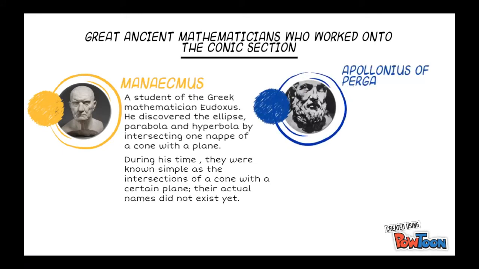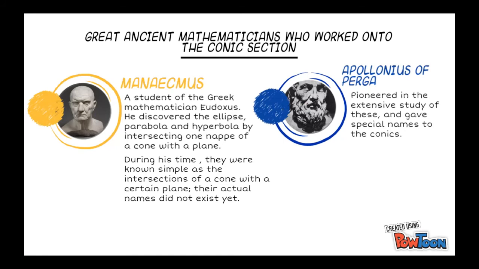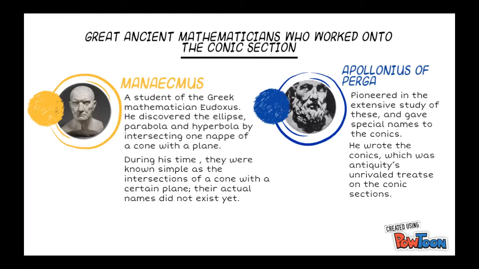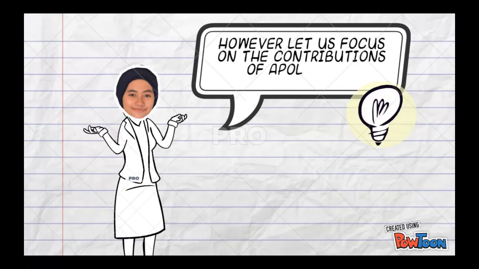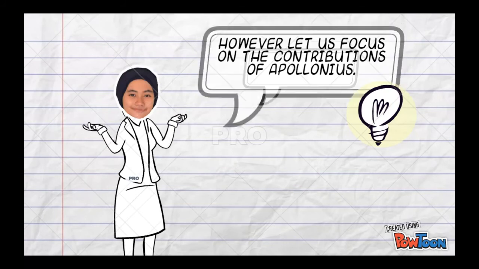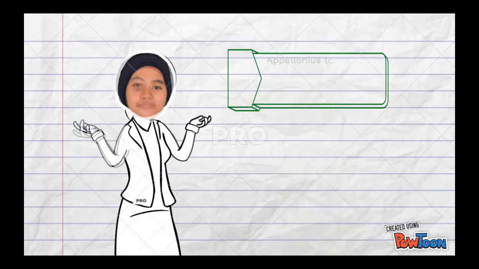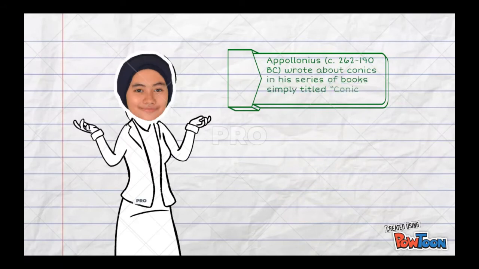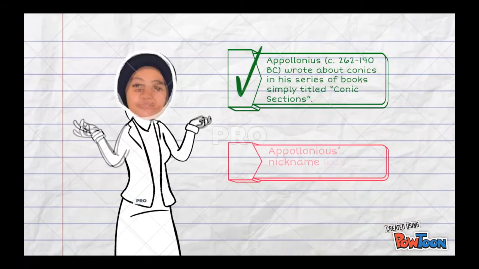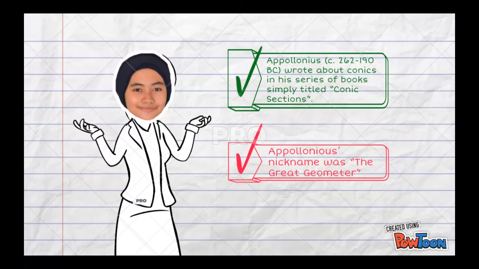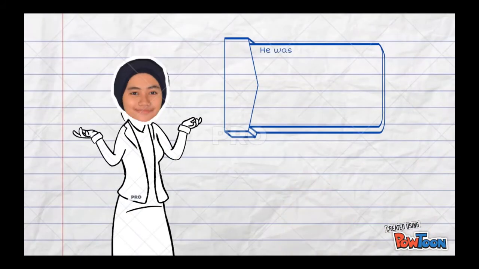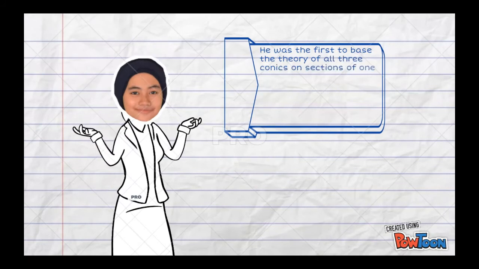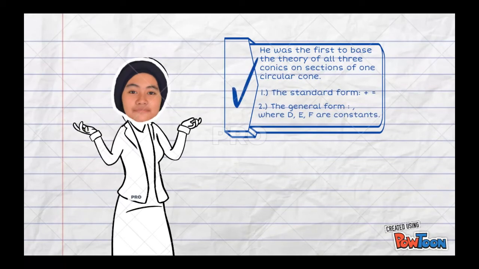Apollonius of Perga pioneered the extensive study of this and gave special names to the conics. He wrote the Conics, which was antiquity's definitive treatise on the conic sections. However, let us focus on the contribution of Apollonius. Apollonius wrote about conics in his series of books simply titled Conic Sections. Apollonius' nickname was the Great Geometer. He was the first to base the theory of all three conics on sections of one circular cone.